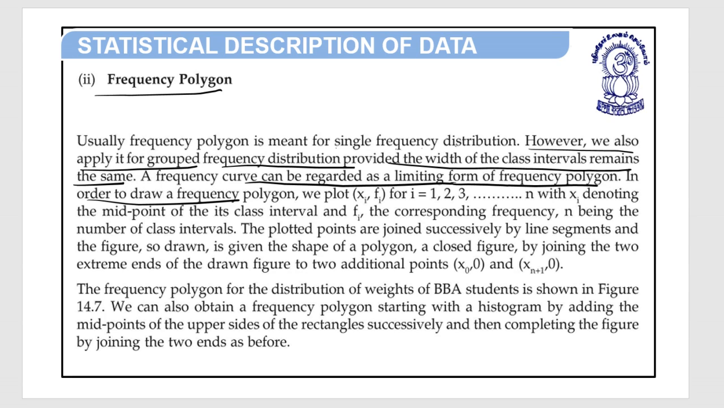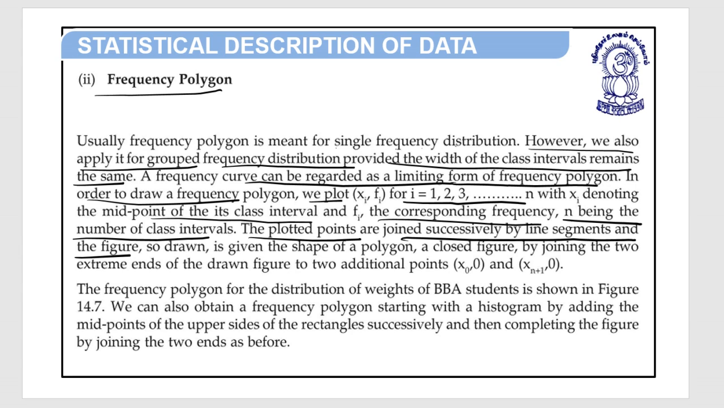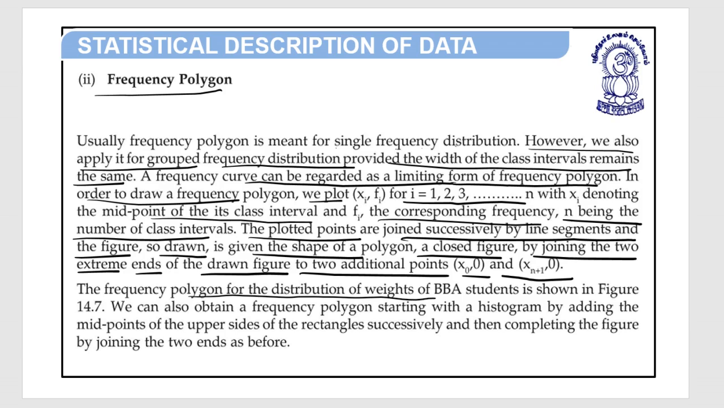In order to draw a frequency polygon, we plot (xi, fi) for i equal to 1 to n, with xi denoting the midpoint of its class interval and fi the corresponding frequency, n being the number of class intervals. The plotted points are joined successively by line segments, and the figure so drawn is given the shape of a polygon, a closed figure, by joining the two extreme ends of the drawn figure to two additional points (x0, 0) and (xn+1, 0). The frequency polygon for the distribution of weights of BBA students is shown in the figure.